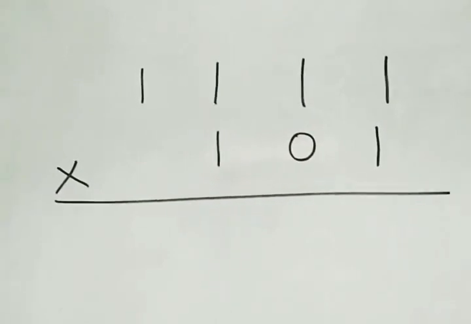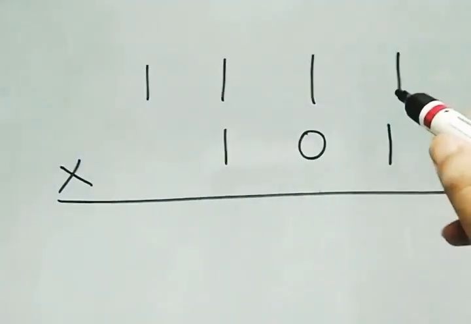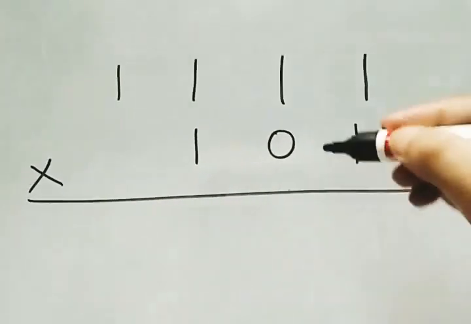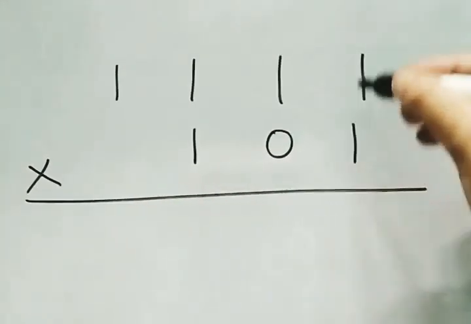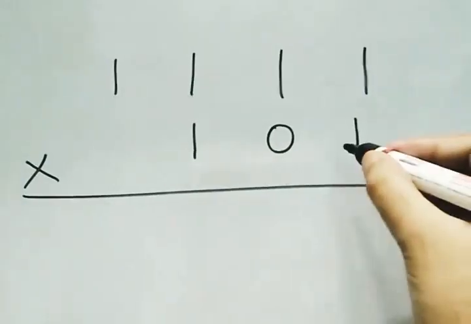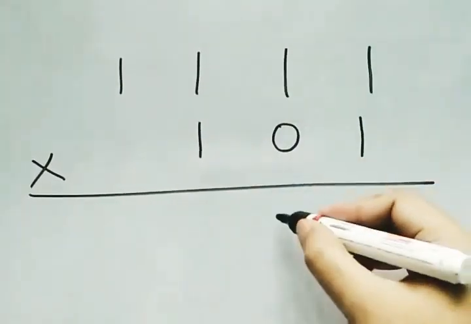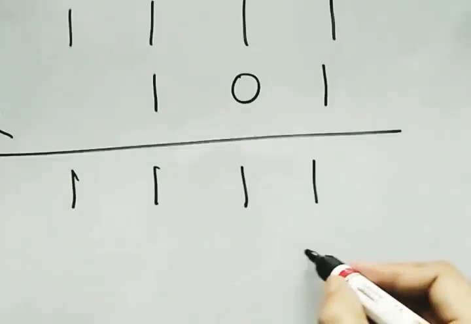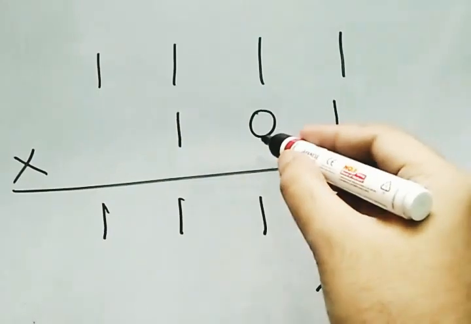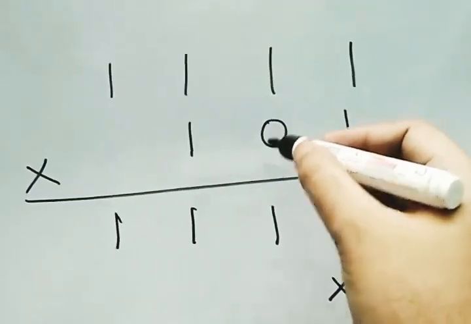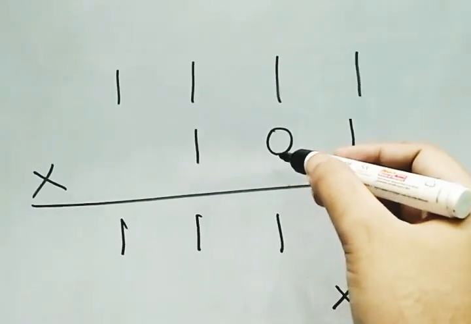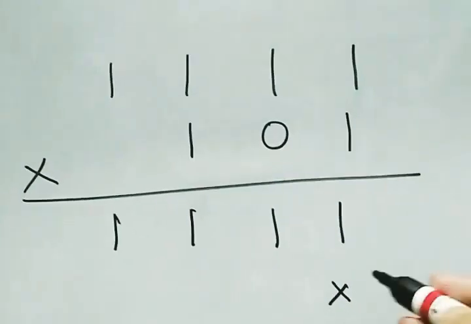Now another example, we'll multiply a 4-digit number 1111 with a 3-digit number 101. We'll place it like this, just like decimal we do. This one will be multiplied with each digit of the first number. 1 into 1, 1, 1 into 1, 1, 1 into 1, 1, 1 into 1, 1. Then we'll put a cross sign here for the second step. In the second step we multiply the second digit of the second number with all the digits of the first number.